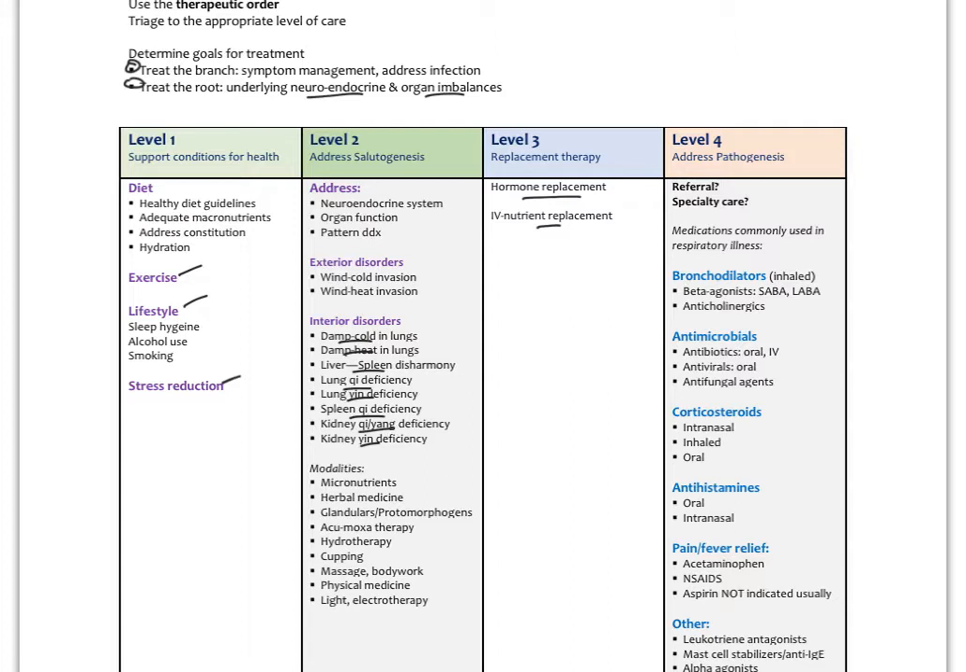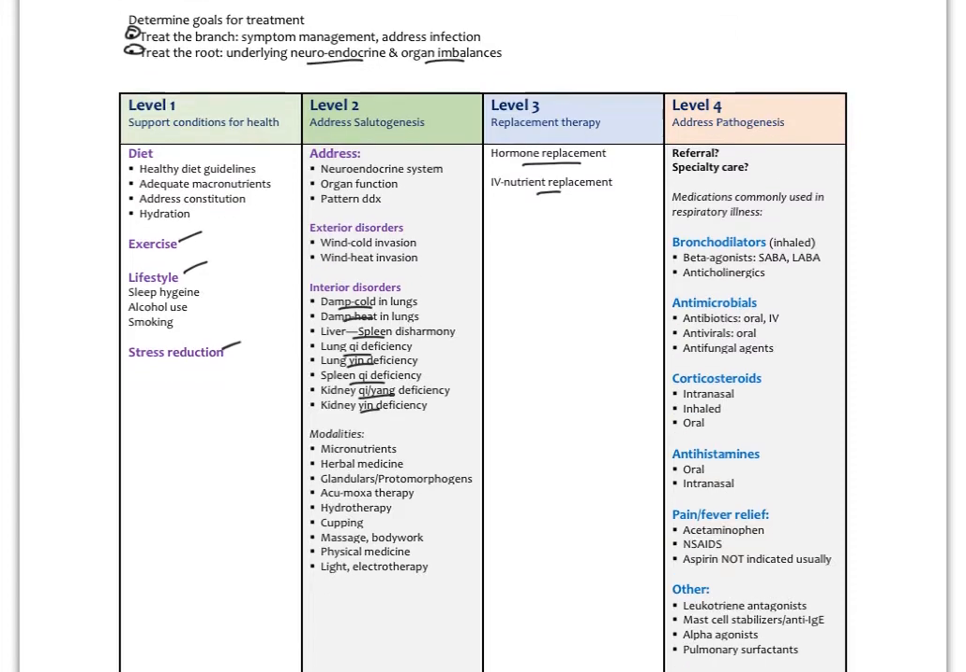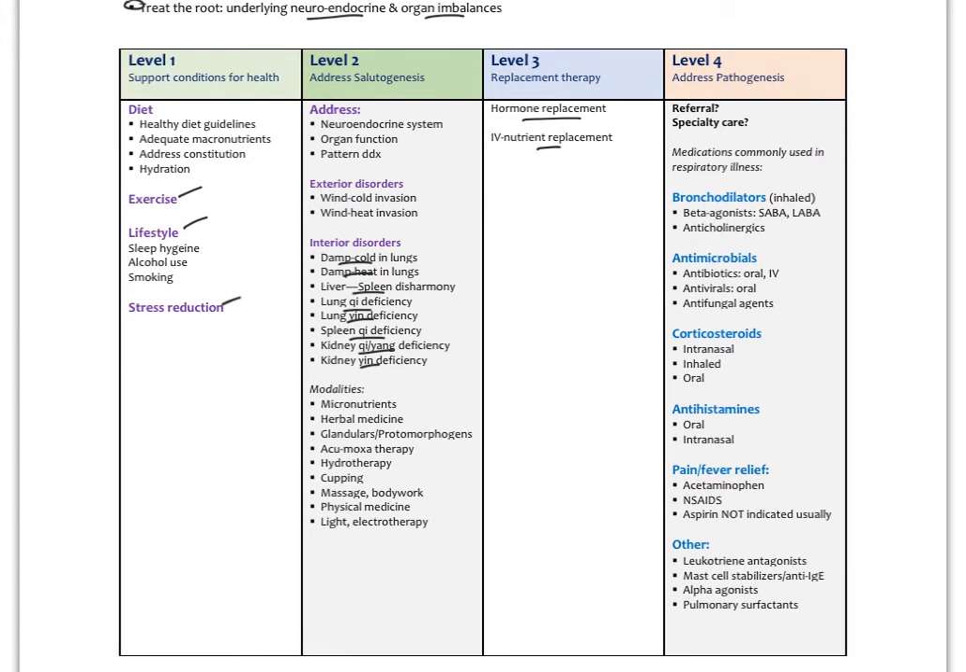But level 4 is where we need to be sure we understand when it's appropriate, when we need to refer for those if you're not prescribing those medications yourself. The classic medications typically used for a lot of chronic respiratory disorders would be bronchodilators, the inhaled bronchodilators, and that would be either the beta-2 agonists. Remember, the beta-2 receptors are the sympathetic adrenergic receptors on the smooth muscle in the airways.